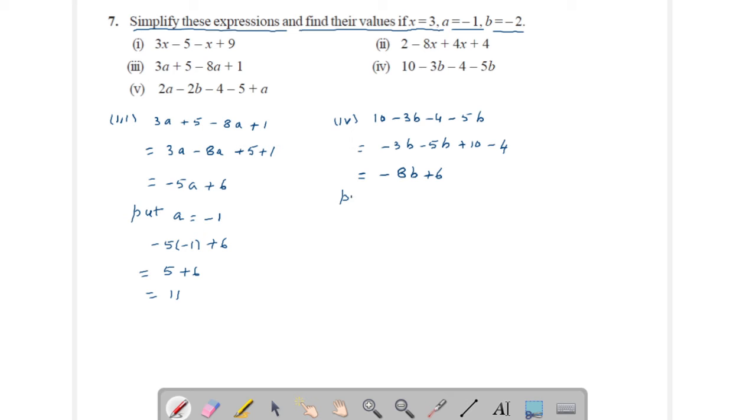Here put b equal to minus 2. What will you get? Minus 8, replace b by minus 2, plus 6. You will get minus 8 into minus 2, it is 16 plus 6 equal to 22. This is your answer.